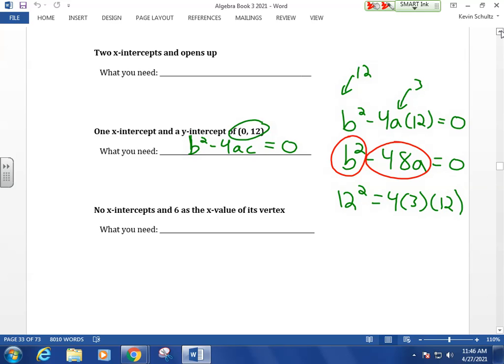So our final answer, with a b value of 12, an a value of 3, and a c value of 12, we've got 3x squared plus 12x plus 12.